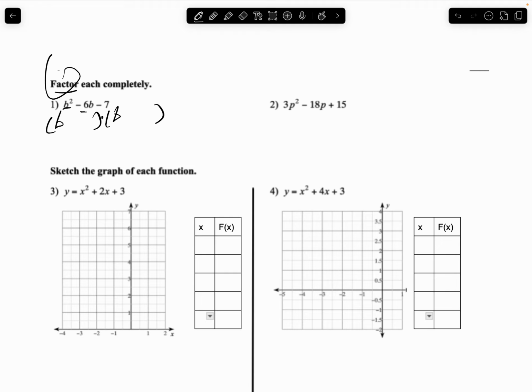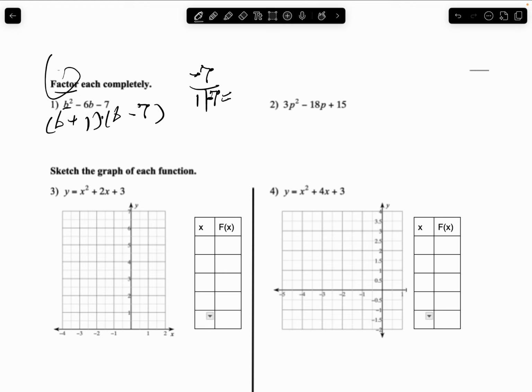We need -7. We need two numbers that multiply together to equal -7. The first numbers I think of are 1 times 7, and one of those has to be a negative, so that when I add them together, I get -6. So it's going to be -7 plus 1, and that is my answer.